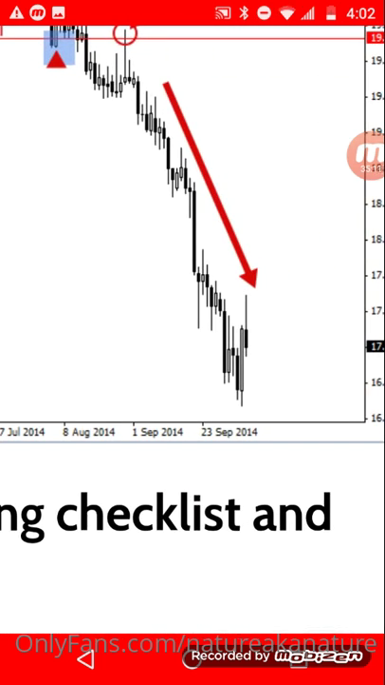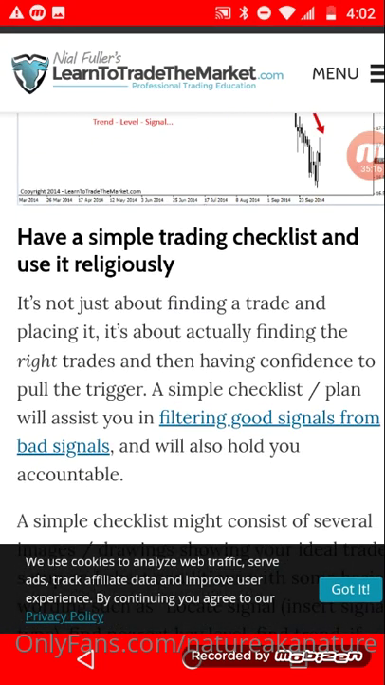You want to make this a religion. Trading is about being disciplined and understanding the fundamentals and the technical analysis that come with trading. So it's more about being disciplined and being consistent. If you're someone who is very disciplined and very consistent, you won't have a problem with this.